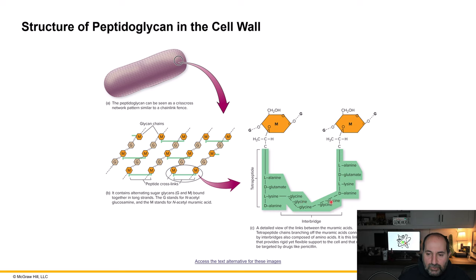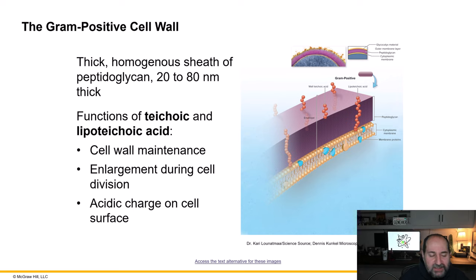There are also direct interbridges. The short peptide tails hanging off from the sugars will cross-link to adjacent peptide tails. So this gives you a very strong, rigid structure. Peptidoglycan is very strong and rigid because you have these spirals of sugars cross-linked with peptide bonds to adjacent spirals of sugar. And that's what makes up the cell wall of bacteria. Now that you know what peptidoglycan is in a little bit more detail, remember it's mainly sugar, but also some protein in there, we should take a closer look at the gram-positive cell wall.